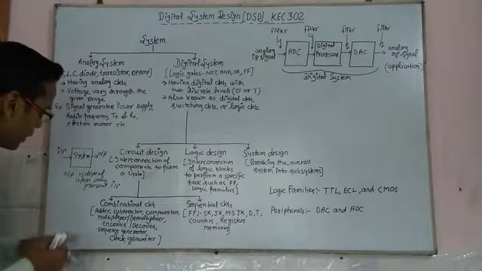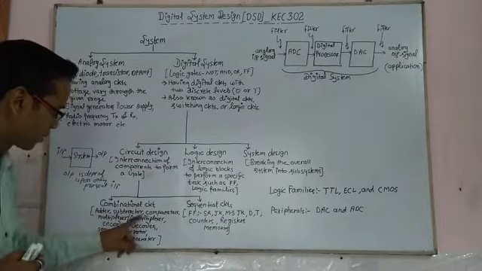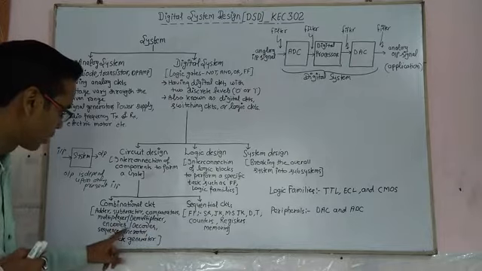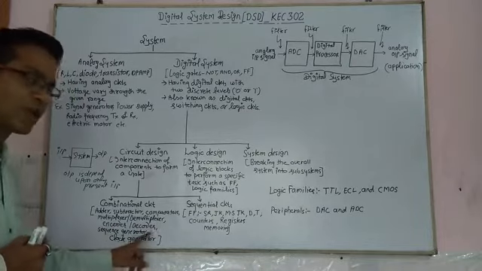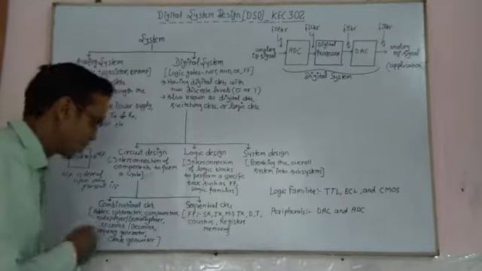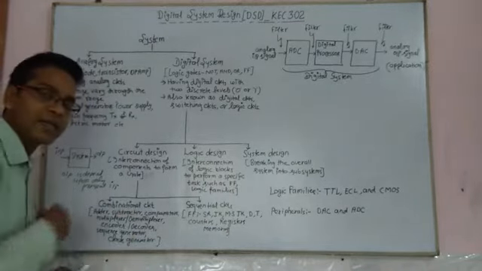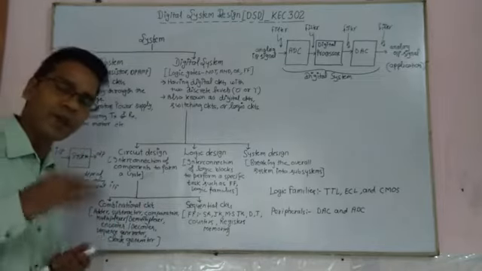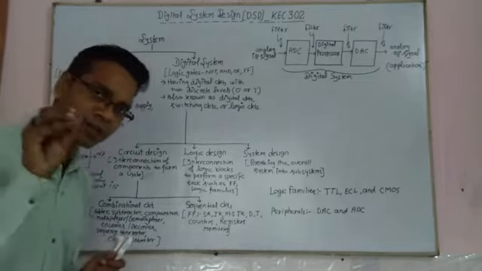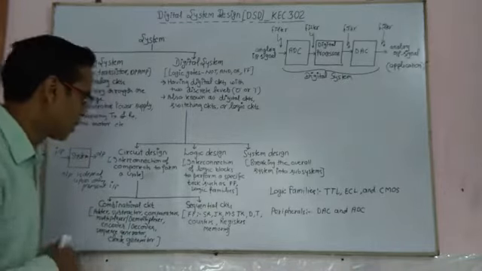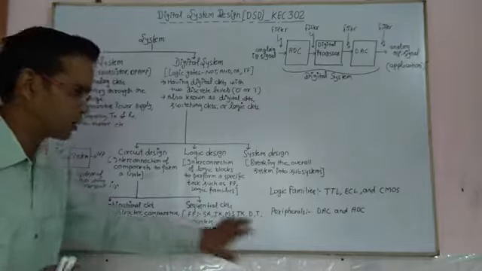Like adder, subtractor, comparator, multiplexer, demultiplexer, encoder, decoders, sequence generator, clock generator. These all are combinational circuits. In these circuits, the output depends only upon the present value of the input. It does not depend upon any other value. In other way, the sequential circuit.